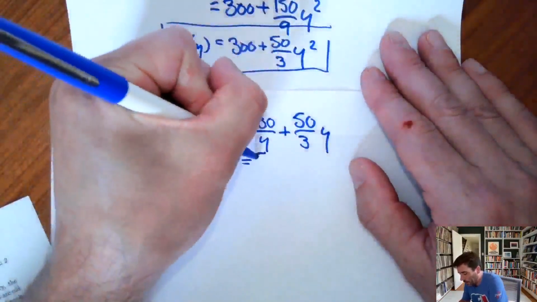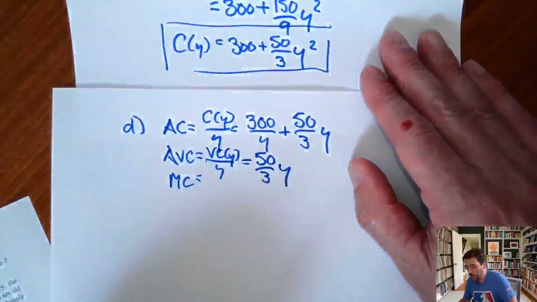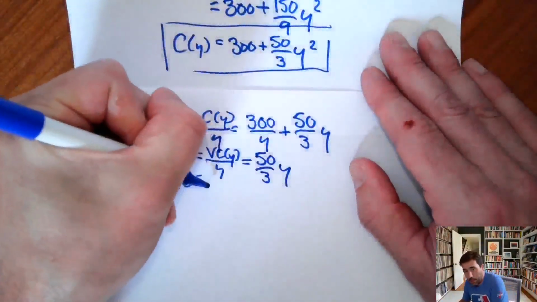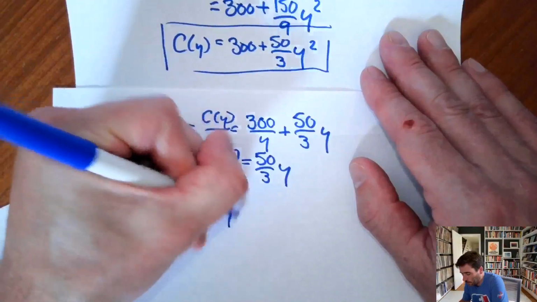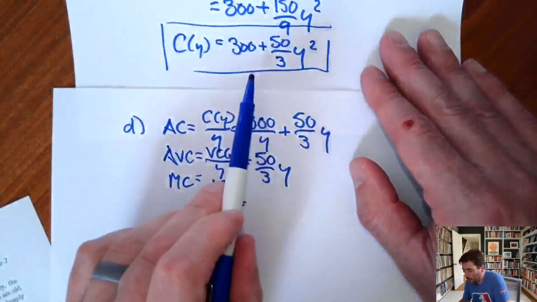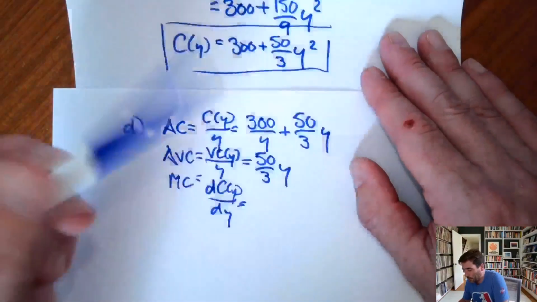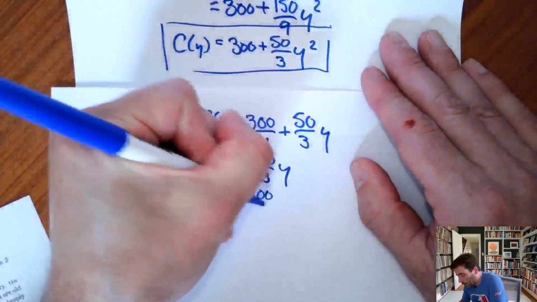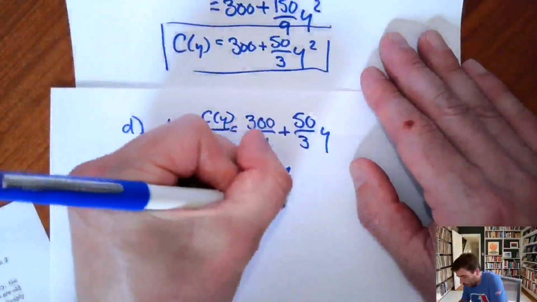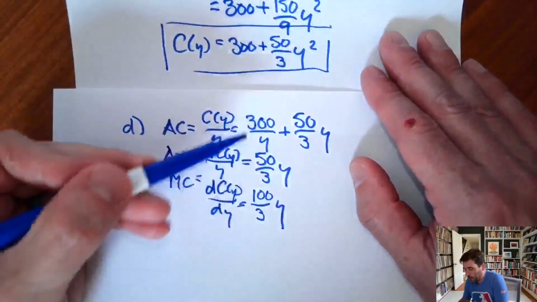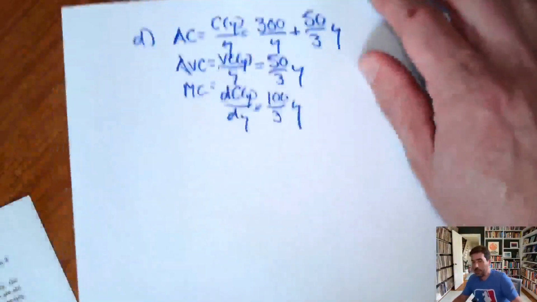So that's just going to be my average variable cost, that 50 over 3 y. Now my marginal costs are going to be the derivative of cost with respect to y. So going back up to my cost function, the 300 is going to disappear when I take the derivative. The 2 is going to come down, give me 100 over 3, and I lower my power by 1, leaving me with y. So there's my average cost, average variable cost, marginal cost. Those are now what I need to graph.